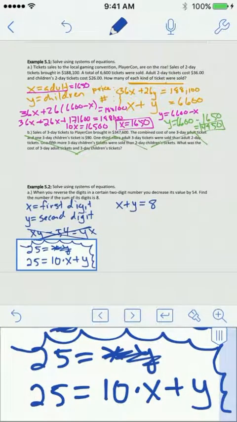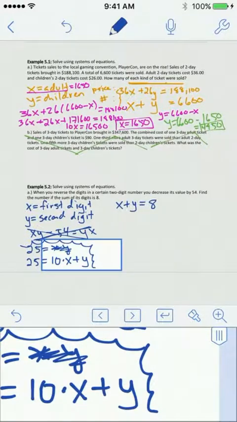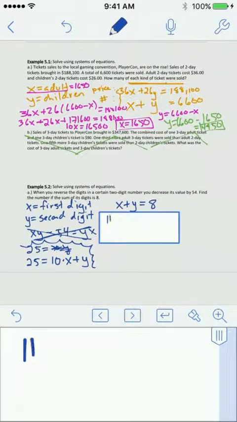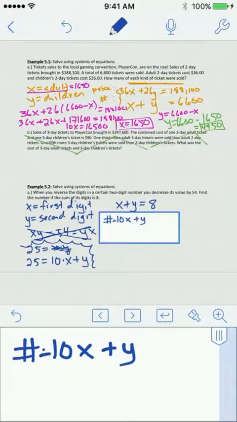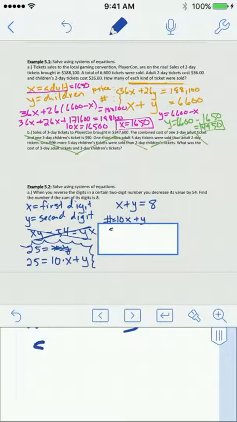Now I take this idea and build something around that equation. I can represent my number by 10x plus y. That's what my number equals, right? It doesn't really help me because I can't solve for it. So that's just an idea for now. I know that this number, 10x plus y, is going to be decreased by 54 when I switch it around, right?